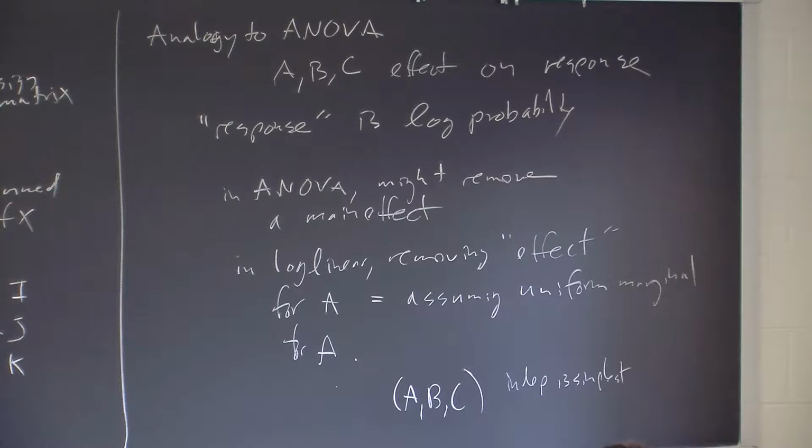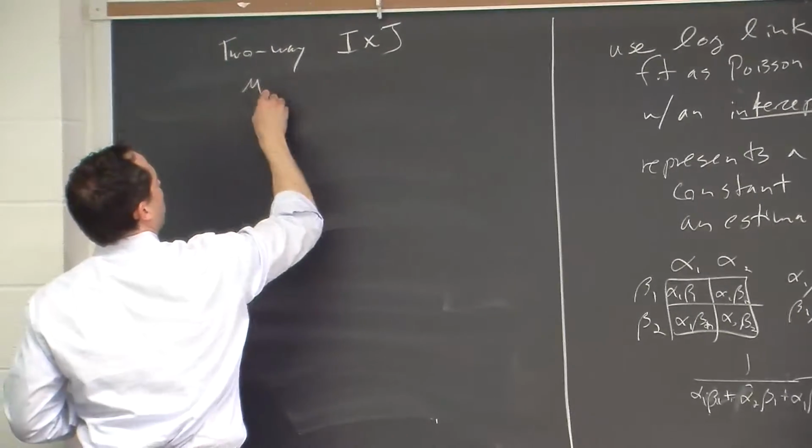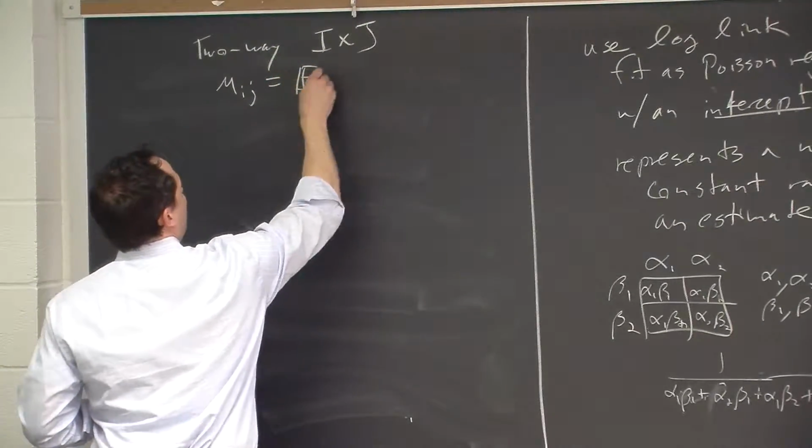Okay, so now I'm going to write some equations and actually write down some of these models to be a little bit more precise. So what's our goal? We have a table, let's say, first of all, just two-way. We have a two-way table, I by J, and we have some expected counts. We're building a model of expected counts.